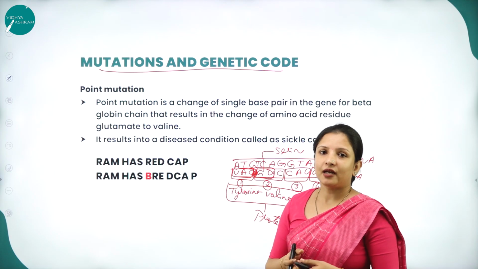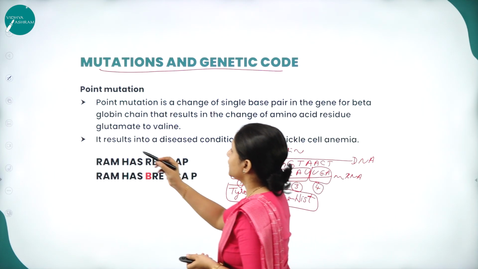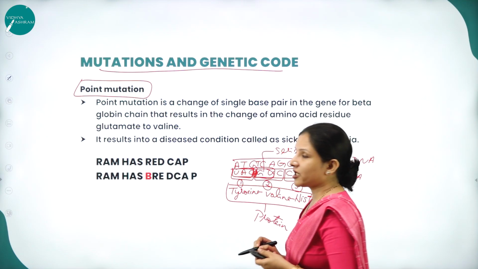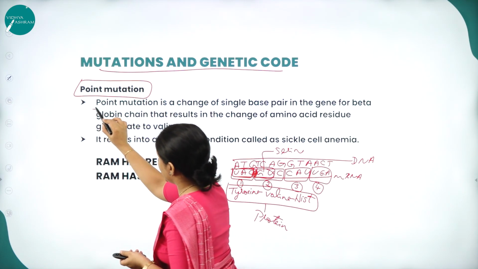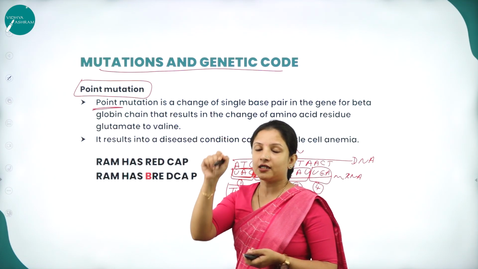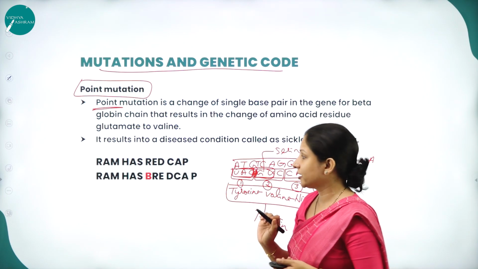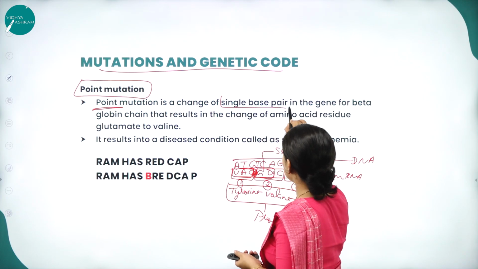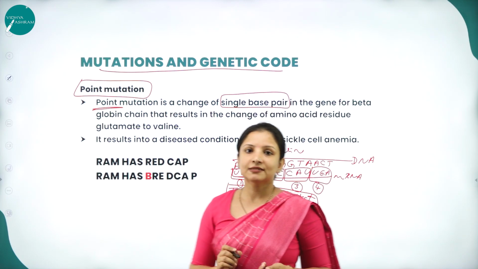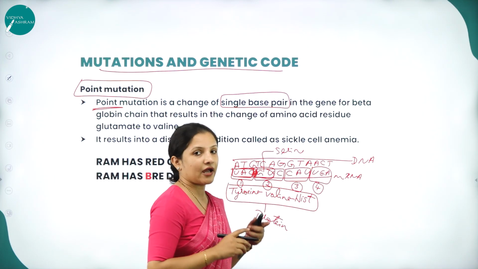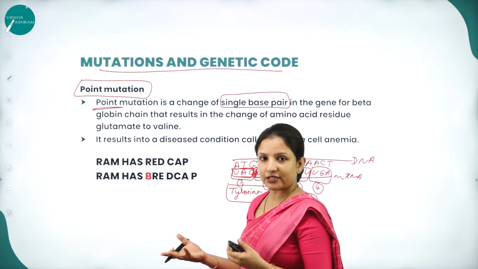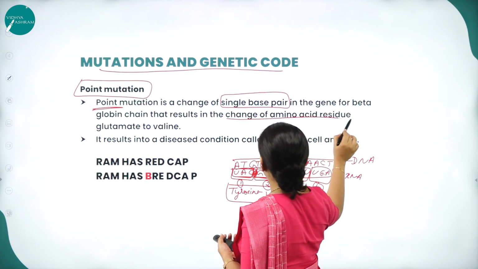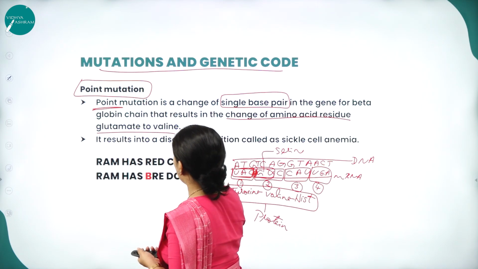In mutation, there are different types of mutation. The first mutation that we'll study is point mutation. Point mutation, as the name itself says, point. Point meaning only one nitrogenous base will get altered there. So point mutation is a change in a single base pair in the gene. Single base pair means any one, either adenine or thymine or guanine or cytosine. Any one will change. And that results in the change in the amino acid residue, glutamate to valine.